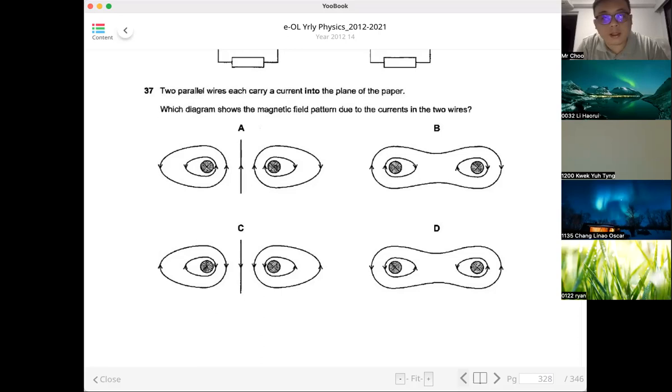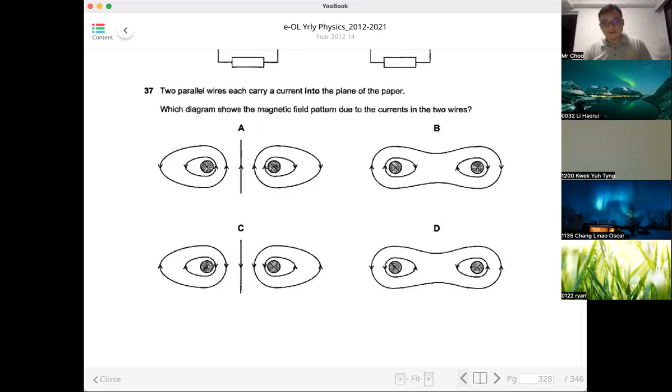Okay, so the current is going into the paper. That's why it's a cross. If it's going out of the paper, it's a dot. So you need your thumb to point into the screen. Your right thumb must point into your screen, and then your fingers will be the magnetic field line. Okay, Oscar, you try. So which one is definitely out?